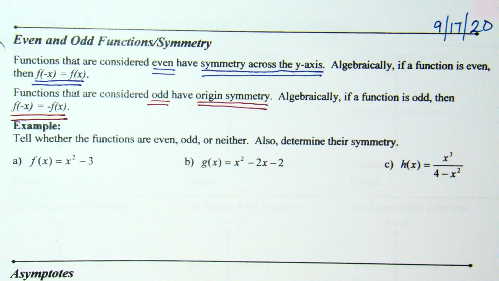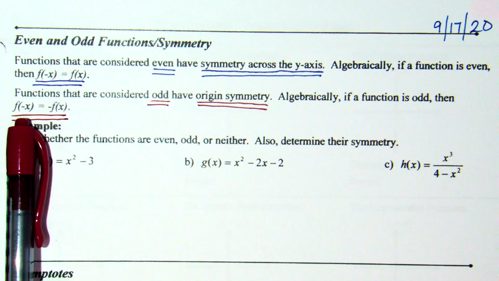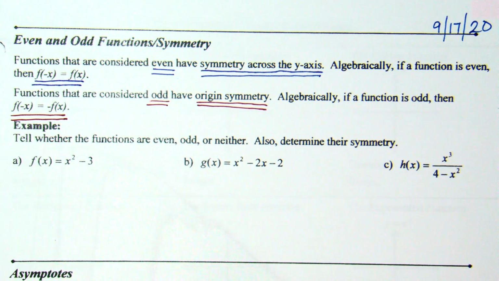Now, that's if you have a graph. Algebraically, if you just have the equation to look at, f of negative x, so when you plug negative x in for x, is equal to negative f of x, which means when you multiply the whole function by a negative. If those two are equal, it is odd or has origin symmetry.